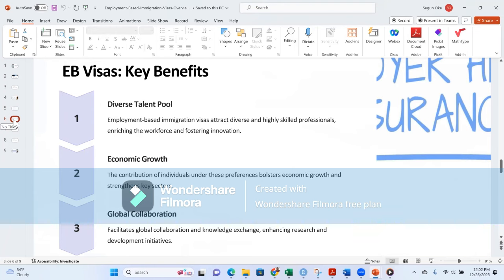Number one, diverse talent pool. That is, an employment-based immigration visa attracts diverse and high-skilled professionals, enriching the workforce and fostering innovation. Number two is economic growth. We are talking about the benefits in the United States. It will strengthen key sectors in the United States and, at a global level, facilitate global collaboration and knowledge exchange.